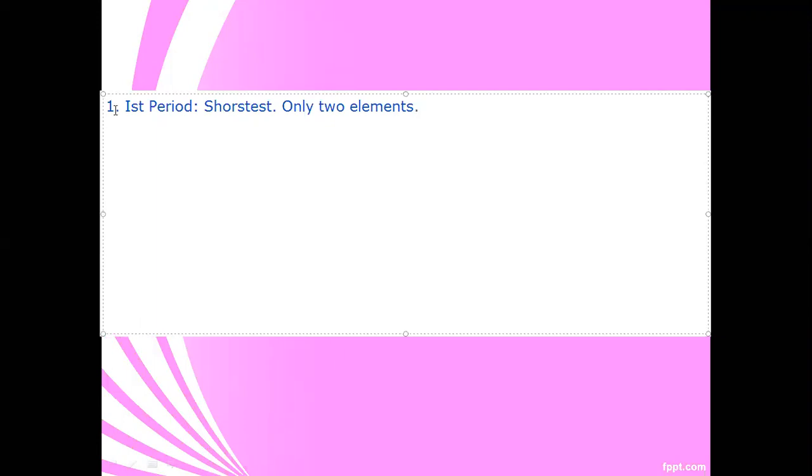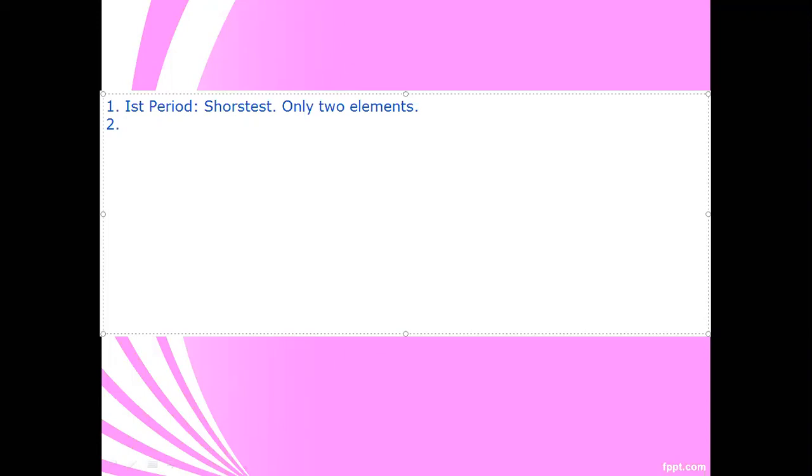The first one is the first period. This is the shortest period because it contains only 2 elements, so it is called the shortest period, that is hydrogen and helium, atomic numbers 1 and 2.